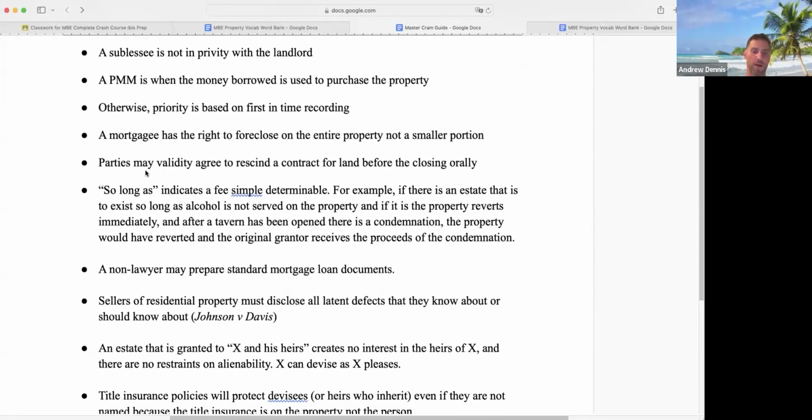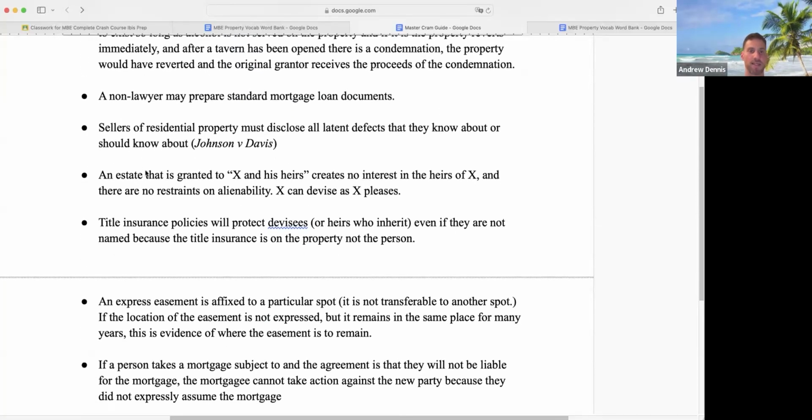A non-lawyer may prepare standard mortgage loan documents, right? But they couldn't do legal work. Sellers of residential property must disclose all the latent defects that they know about or should have known about. That's Johnson v. Davis. That's actually a Floridian case.